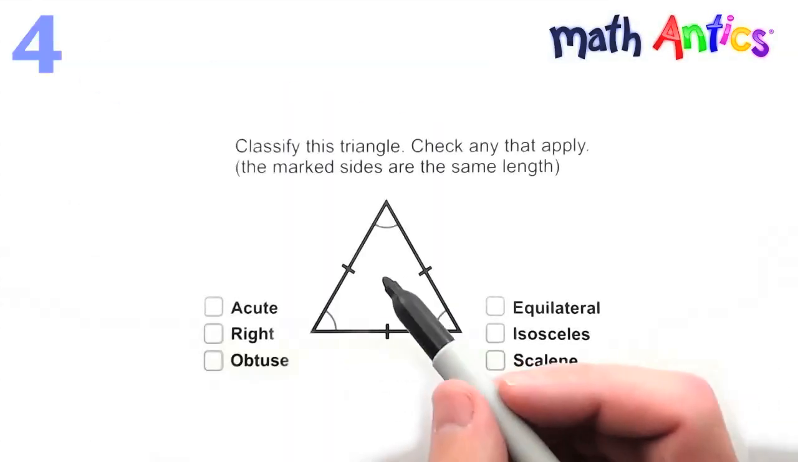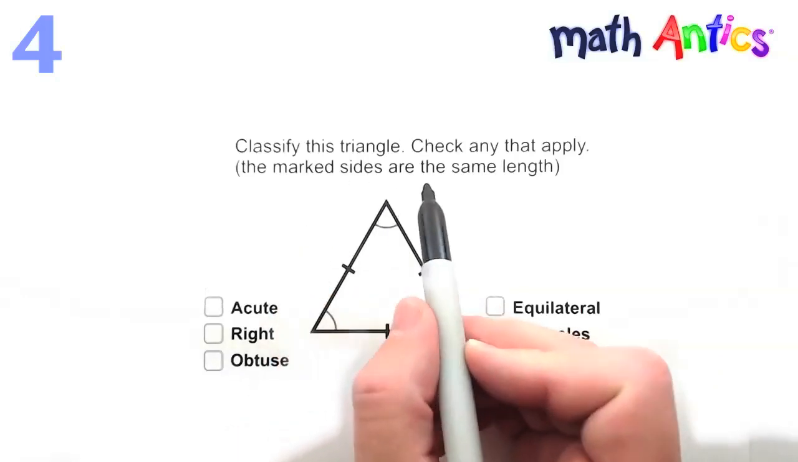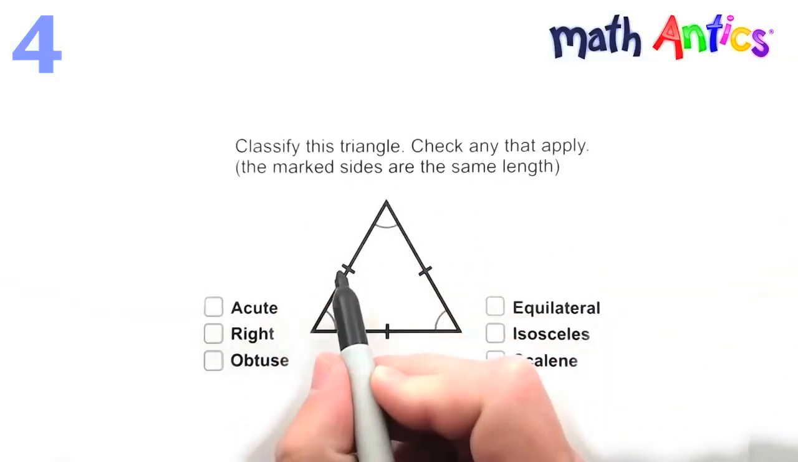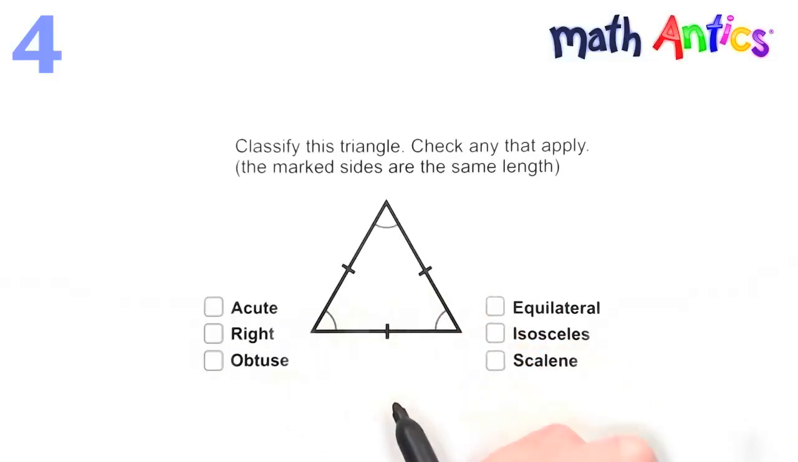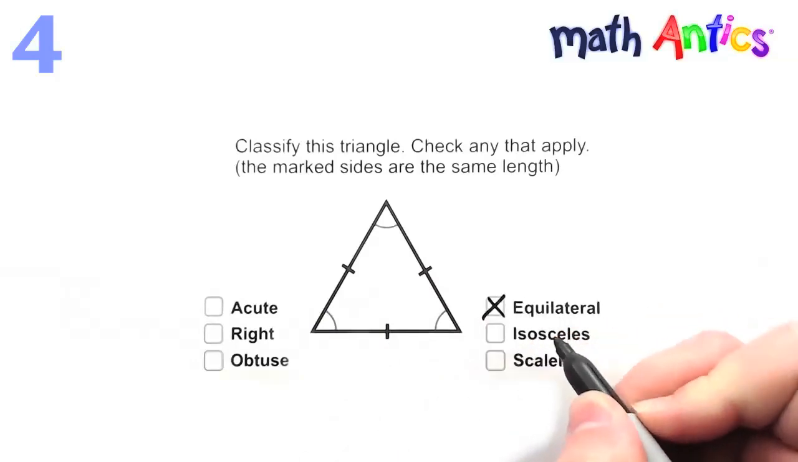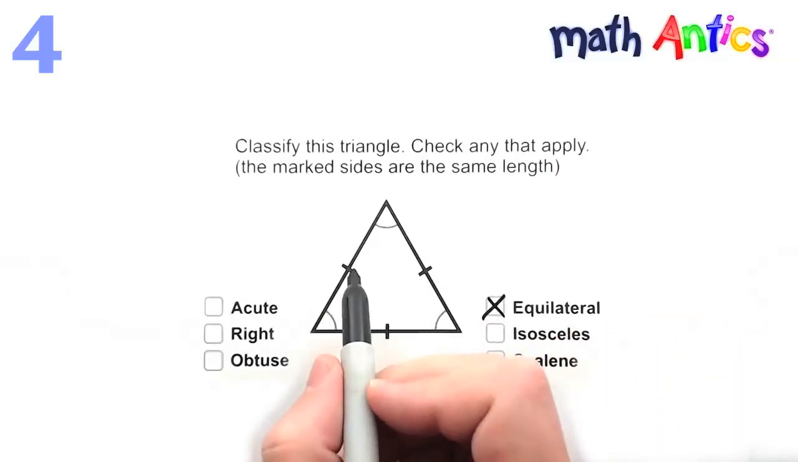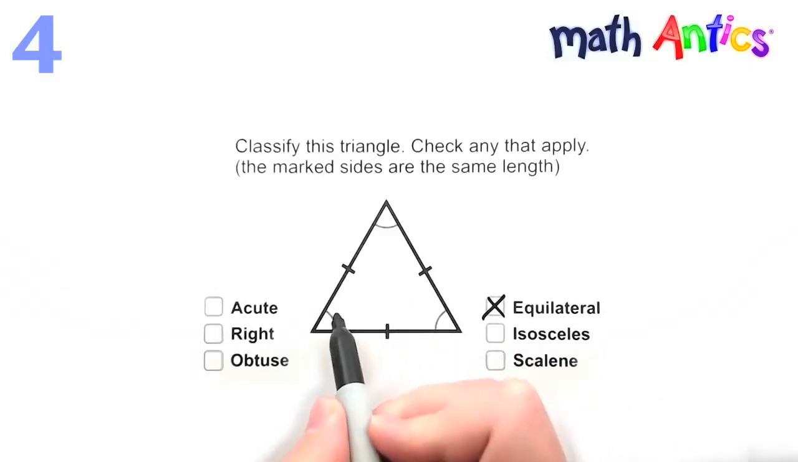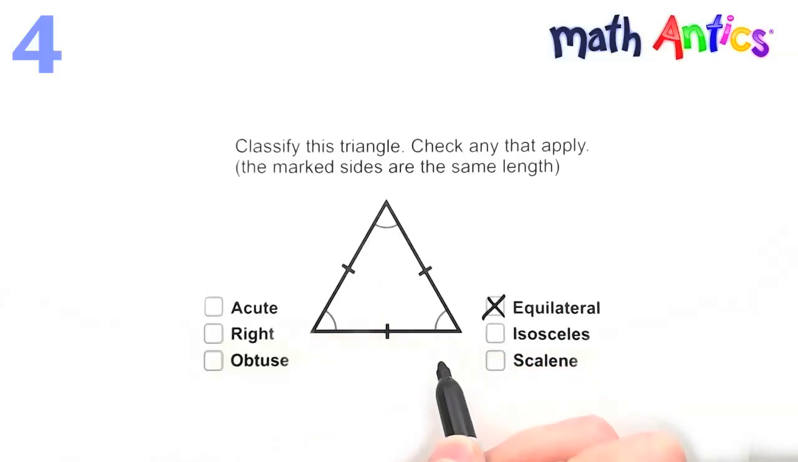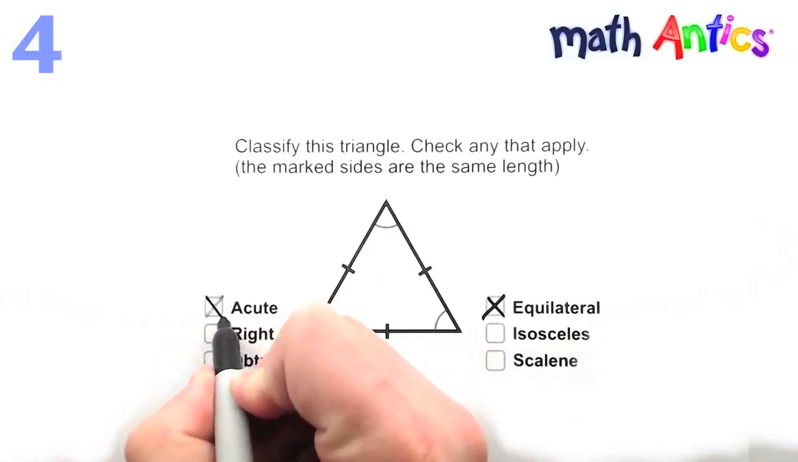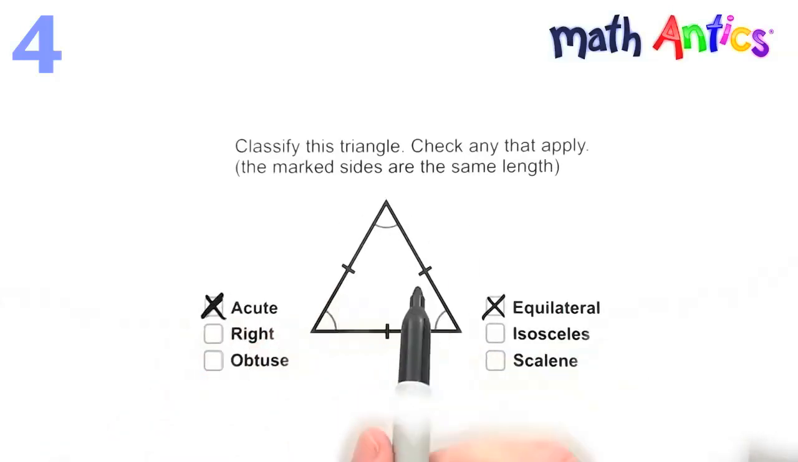And now we need to classify this triangle. And once again, the marked sides are the same length. But this time, all three sides have this mark on them. That means that all three edges are the same length. And when a triangle has three edges that are the same length, it means it's an equilateral triangle. And if the edges are all the same, that also means that the angles are all the same, and the angles are all acute. So that means this is an acute triangle. So this triangle is acute and equilateral.